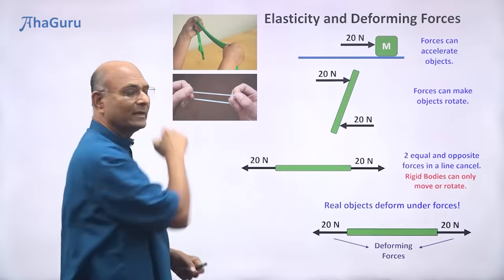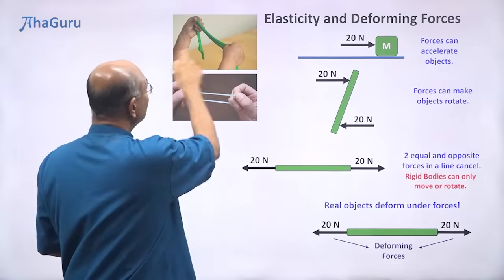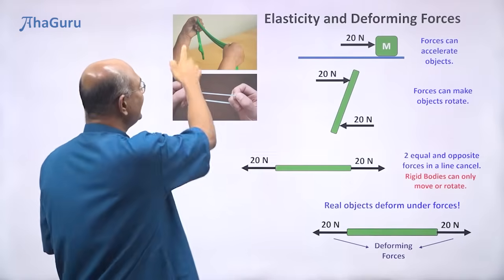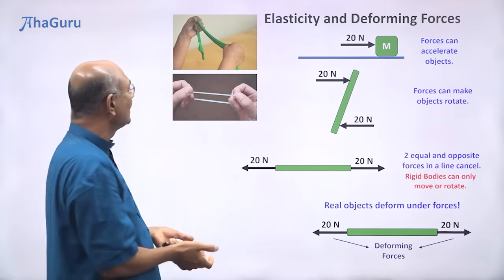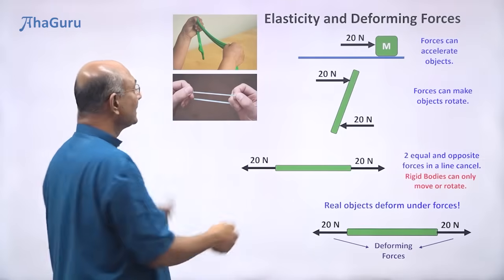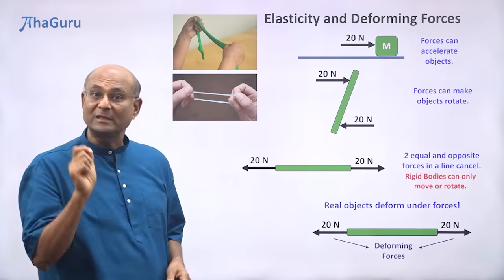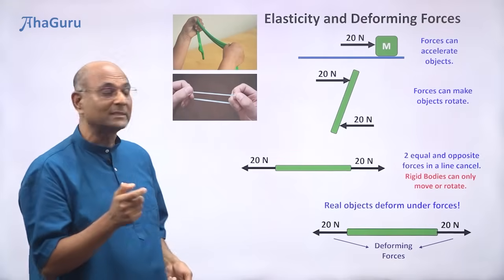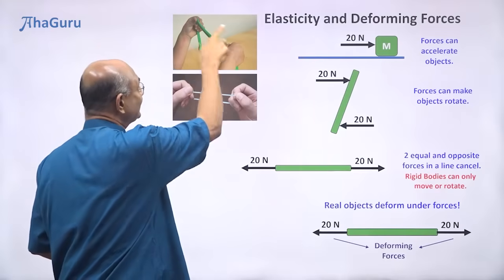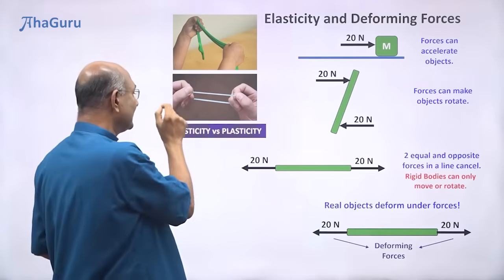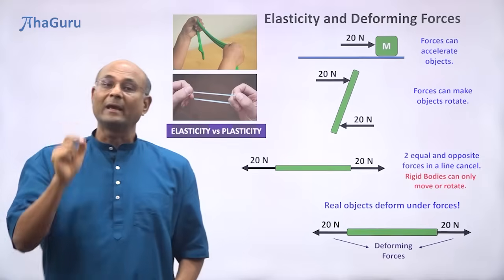Now, that thing is a putty. If you take this putty and you pull it, it is also going to change its shape. It's going to get stretched. The difference between these two is that once I release the force, the rubber band will come back to its original size, whereas the putty is not going to come back to its original size. We call that plastic and we call this elastic. We are now going to look at the difference between elasticity and plasticity.